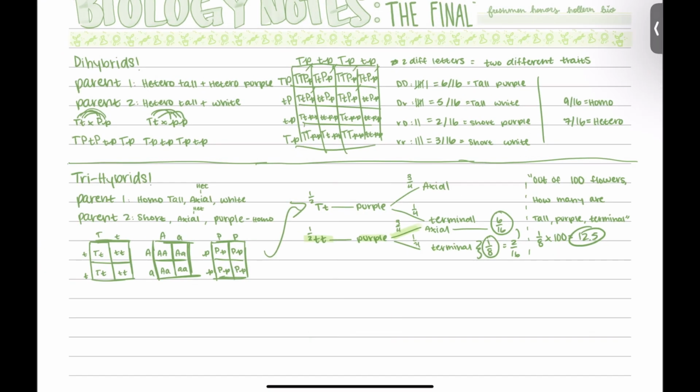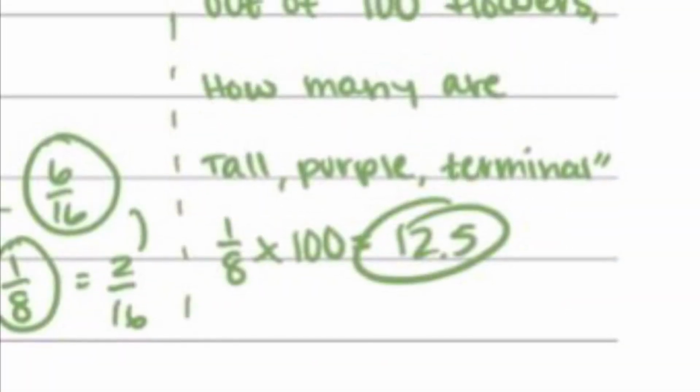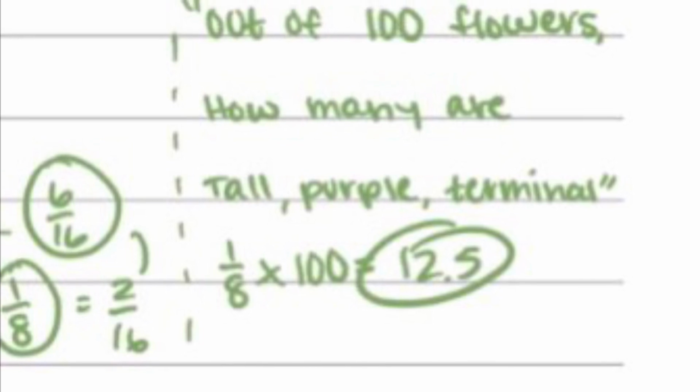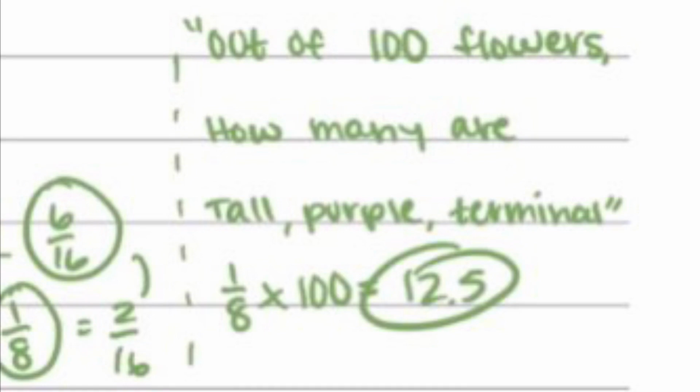Now I circled 12.5 because that's the technical right answer, but you can't have 12.5 flowers. So it's going to be 12 flowers. You're just going to round to there. Okay, that's it. Those are Dihybrids and Trihybrids.